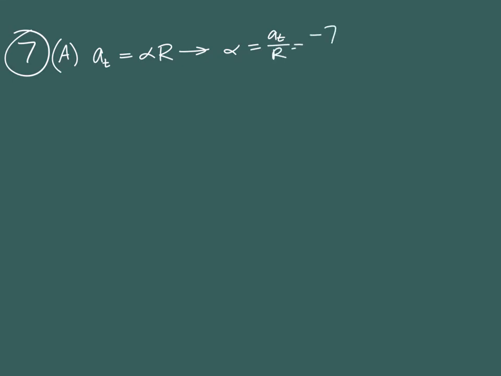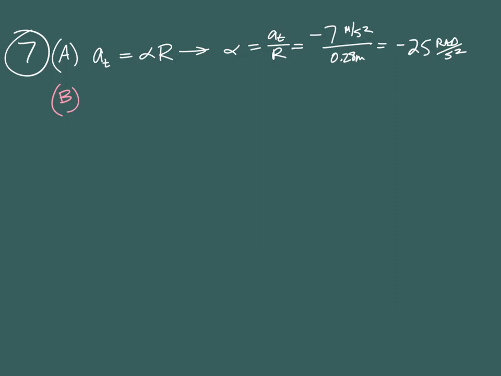So a = -7 meters per second squared over this 0.28 meter radius. Easy peasy, a = -25 rads per second squared. Part B. How many revolutions do the tires make before coming to rest, given initial angular velocity is 95 rads per second?